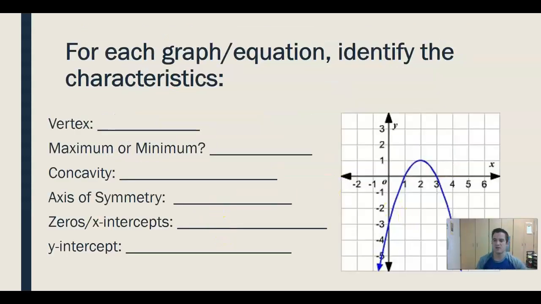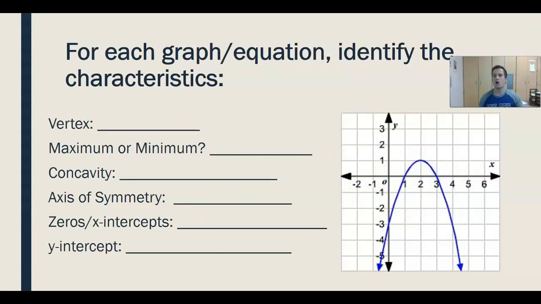Okay, so this is an example of a problem you might see on the homework or on a test. It says, for each graph or equation, identify the following characteristics. So it's going to ask us to find a bunch of the characteristics associated with this graph. So, vertex. Where is the vertex of this parabola? It's the place where it changes from increasing to decreasing. So this point right here, what is that point? Well, it's 2 in the x direction and 1 in the y direction, so the vertex is (2, 1).